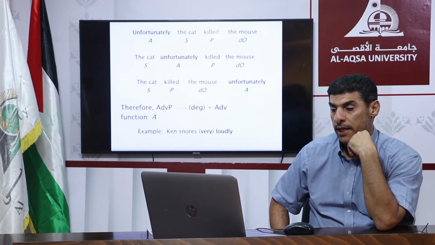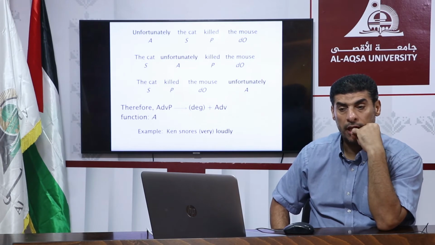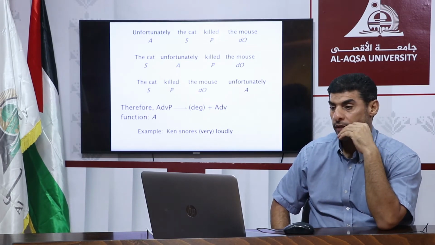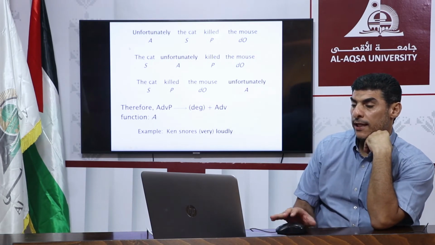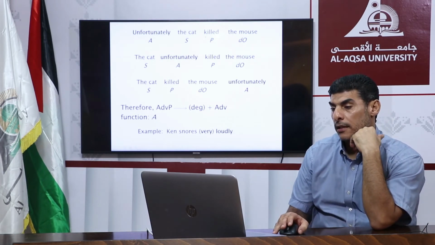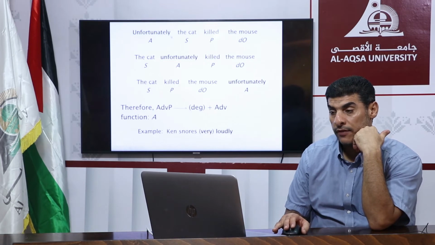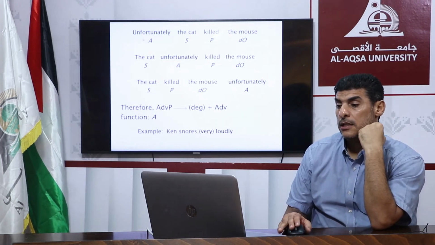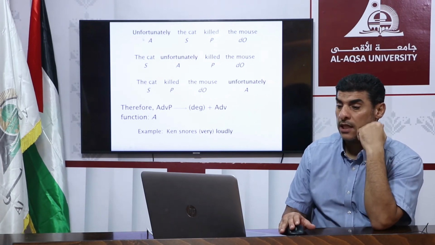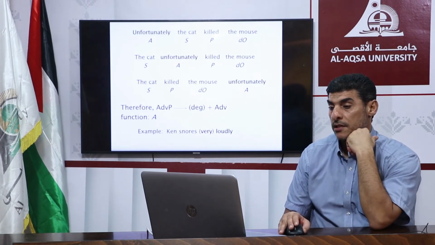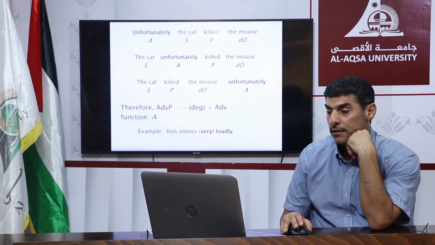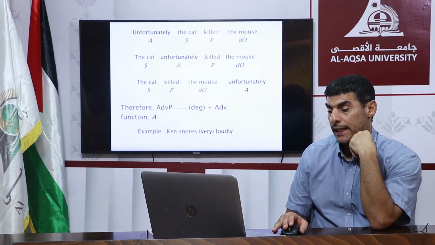Dear students, I'm back again to continue with adverb phrase, verb phrase, and adjective phrase. As you see here, unfortunately the cat killed the mouse. So we need to have a comma here. Don't forget the comma, because unfortunately is a sentence adverb modifying the whole sentence. So we must have a full stop. The cat, comma, unfortunately, comma, killed the mouse.